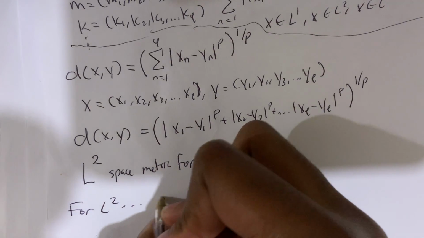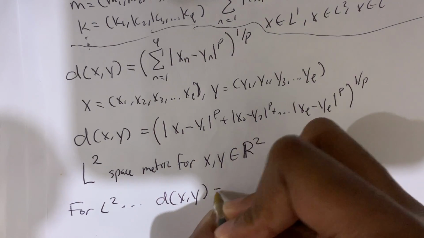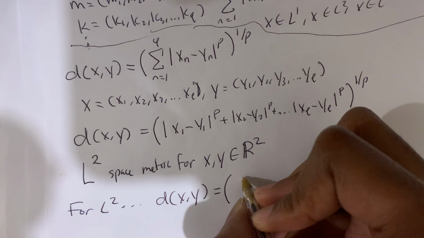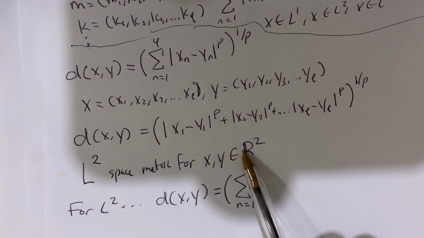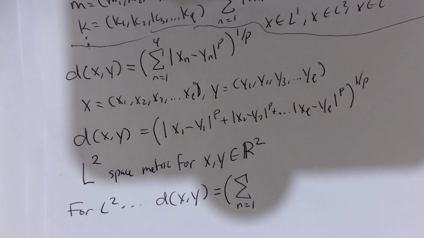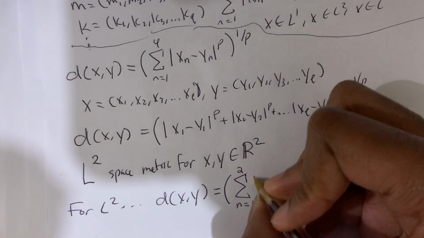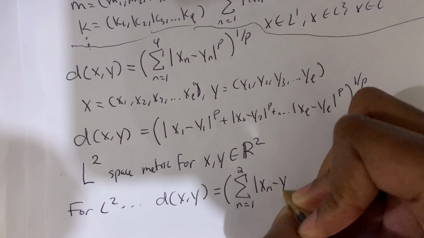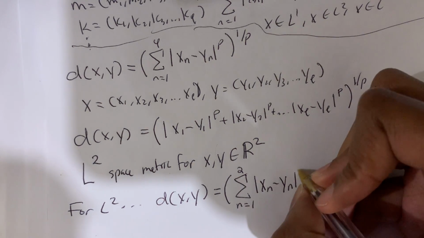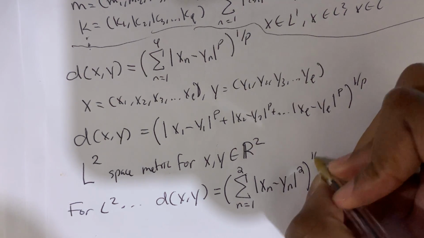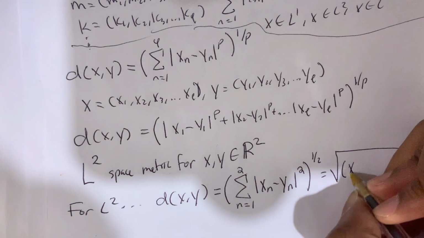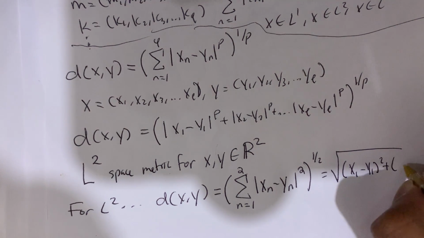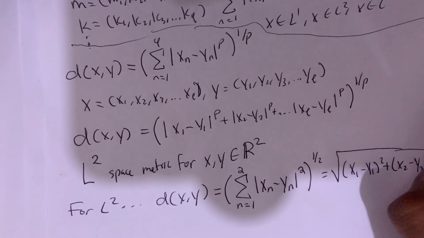Our metric between two sets is going to be the sum from n equals 1 all the way to L, but it's for R2, and for R2, L is just small l, which is going to equal 2, right? So you have xn minus yn to the p, but p is just going to be 2. So we have a square root, really. We have the square root of x1 minus y1 squared plus x2 minus y2 squared. That's our metric.